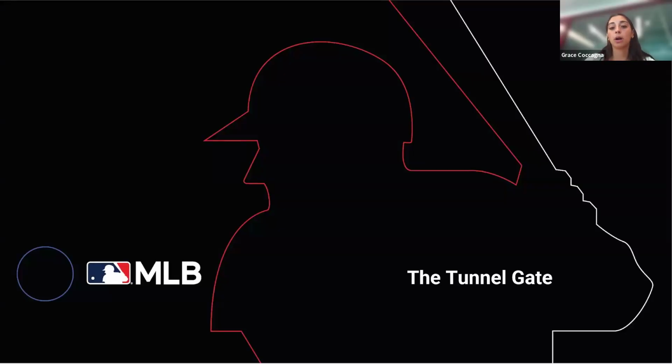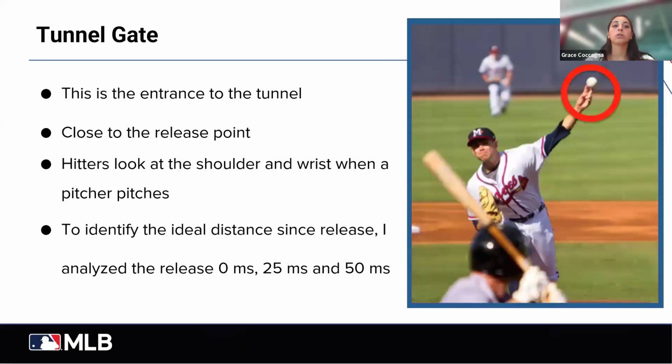Now the last part of the triple tunnel, the third part, is the tunnel gate. This is as close as we can get to the pitcher. Ideally, the tunnel gate is the entrance into the tunnel, and this was a point that I created for this triple tunnel. Batters are typically looking at the release angle, the shoulder and wrist when a pitcher is pitching. To identify the ideal distance for that gate, I analyzed the release, which was 0 milliseconds, and then 25 and 50 milliseconds since release, to figure out what that ideal distance would be for the tunnel gate.